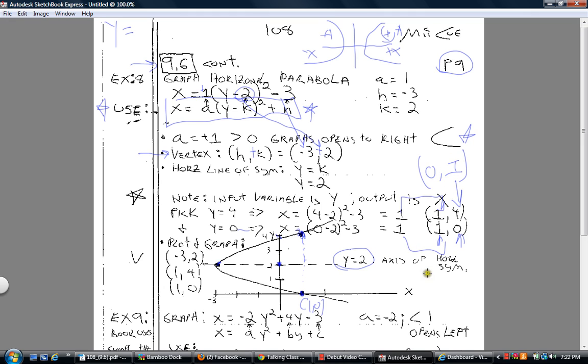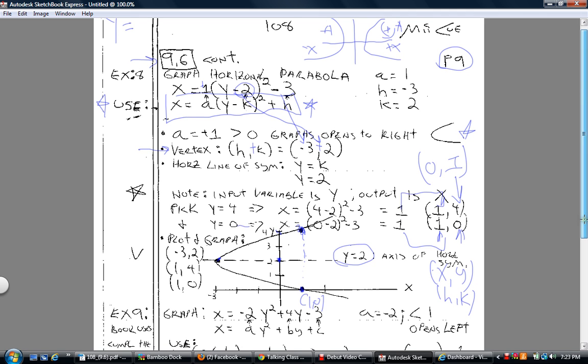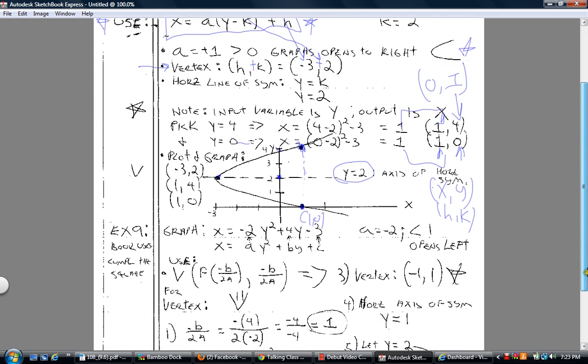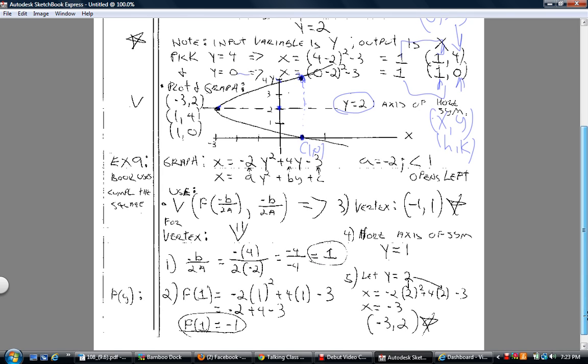However, every time you write an ordered pair, it never changes. It's x comma y, or in case of the vertex, it's h comma k, whatever numbers you find. Okay, and so now you're ready to go ahead and graph them, and you're good to go. So those problems aren't too bad. They just take practice switching everything.